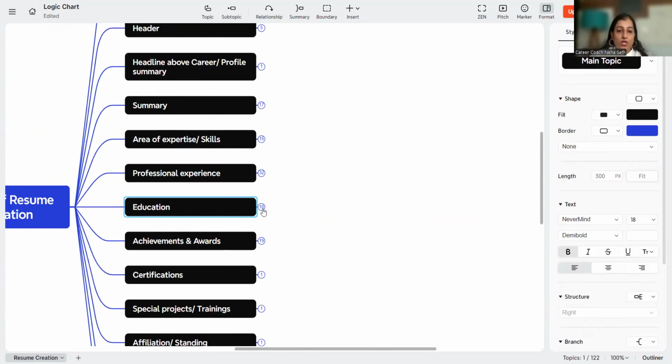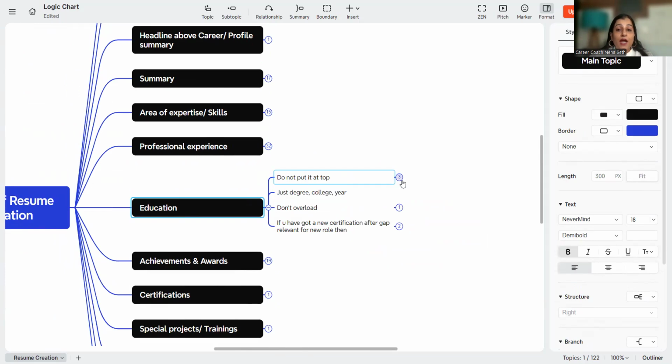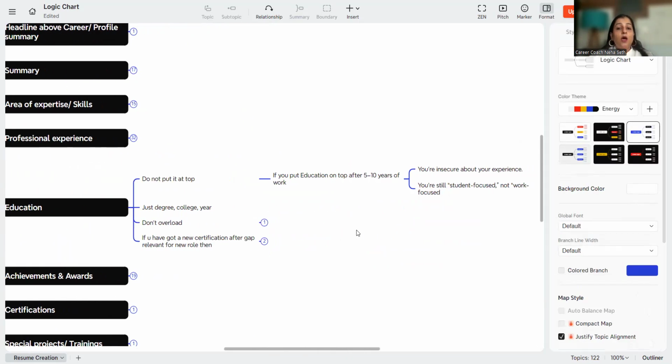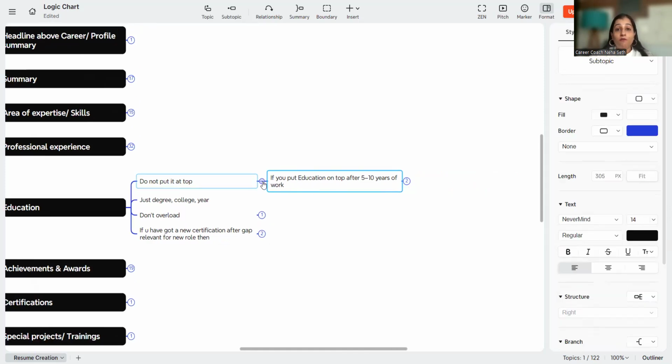Now, talking about the education. Do not put it at the top. Why do I say so? If you put the education on top after 5 or 10 years of work, it means that you are insecure about your previous experiences and you are still in the student role, the student hat. Remove that hat and bring the hat of how you are so work focused and how you're going to give value to the organization. At the same time, you have to value yourself. That's a big statement. So value yourself first.